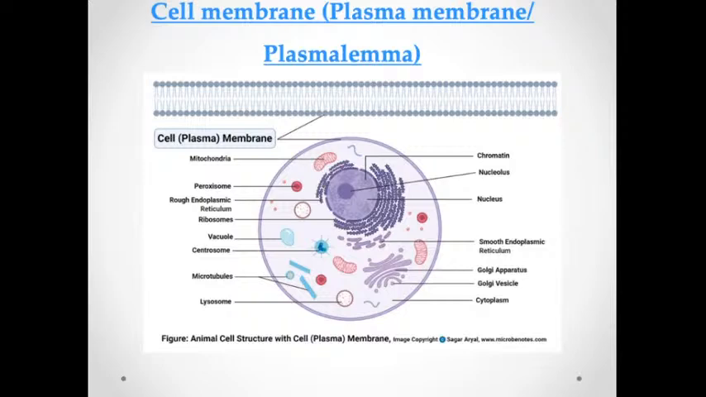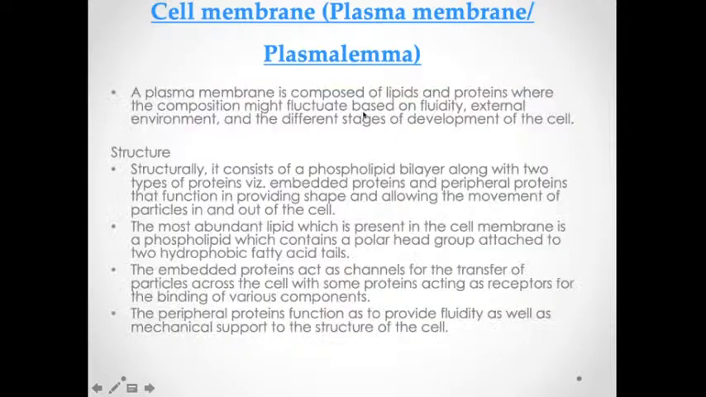Let's start with the cell membrane, that is plasma membrane or plasmalemma. The plasma membrane is present at the cell surface, mostly of the animal cell structures. This is how it looks. The plasma membrane is composed of lipids and proteins, where the composition might fluctuate based on fluidity, external environment, and the different stages of development of the cell.